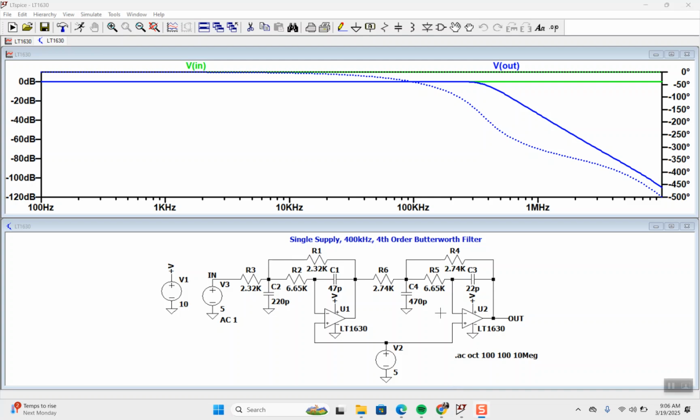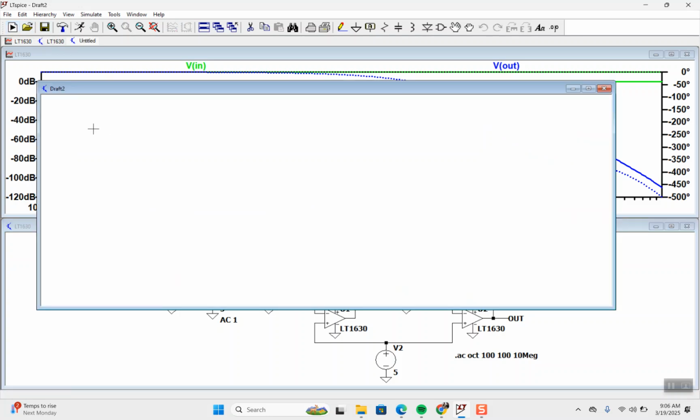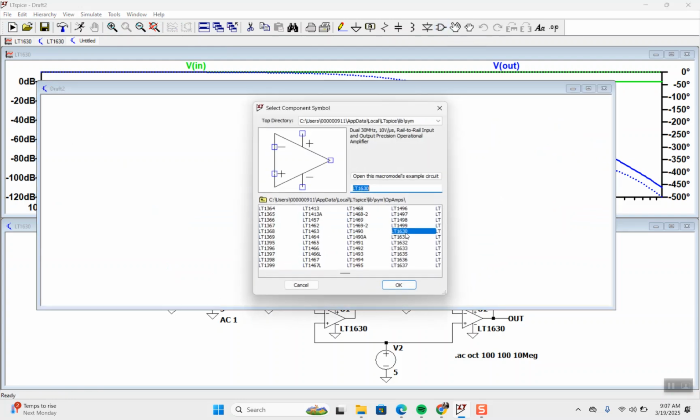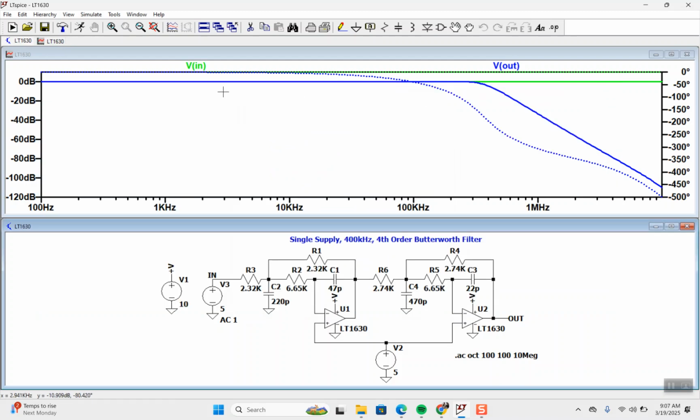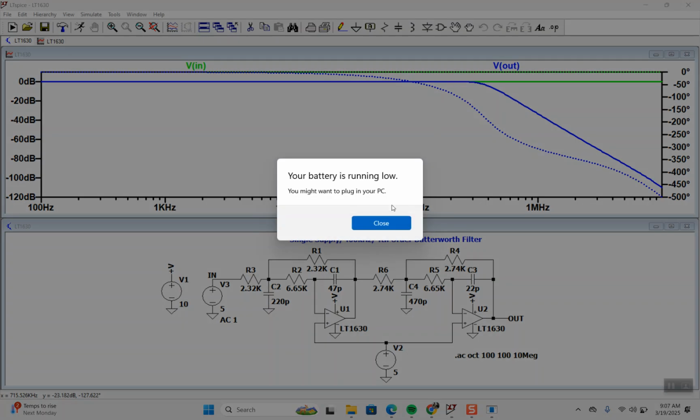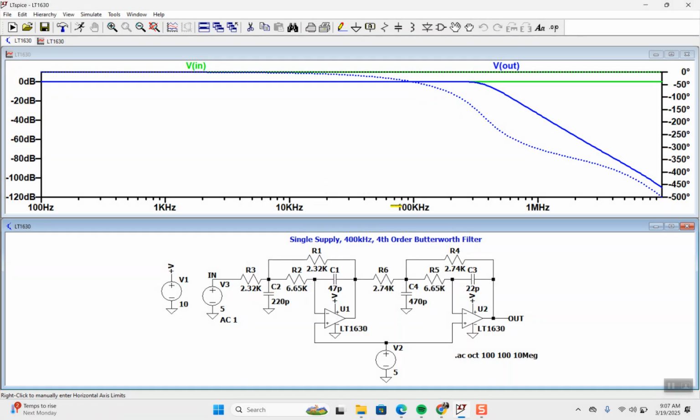Alrighty, so let's start talking about gain bandwidth again. We fired up LT Spice, and I had a schematic, and I was just looking for parts, and I chose LT1630, and you can open up the test circuit there. Okay, and I ran it, and you can see that the... oh, that's not good.